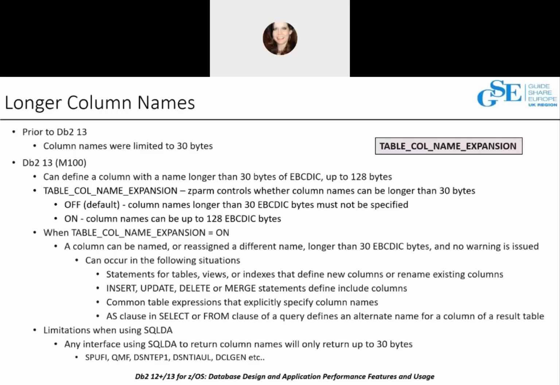There is one limitation, though, that you need to be aware of. That is, SQLDA does not support the longer names. So any interface that gets its information from SQLDA will only be returning 30 bytes. And that includes SPUFI, QMF, DB2 Connect, DCLGEN, and so forth.